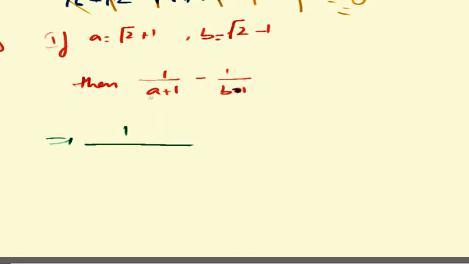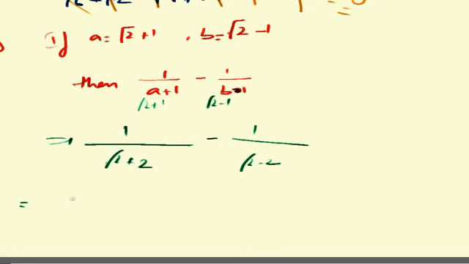This is root 2 plus 1. In place of A, we will be writing root 2 plus 1. 1 plus 1 is nothing but 2. So the problem is root 2 plus 2, and minus 1 by, this is nothing but root 2 minus 1, minus 1 minus 1 minus 2. So the problem is root 2 minus 2.